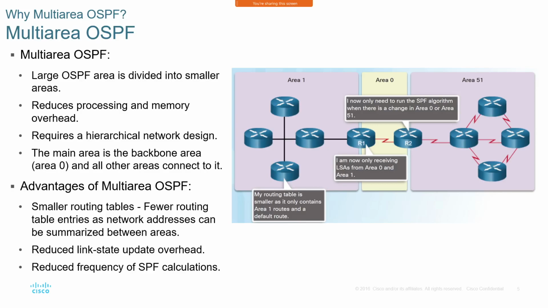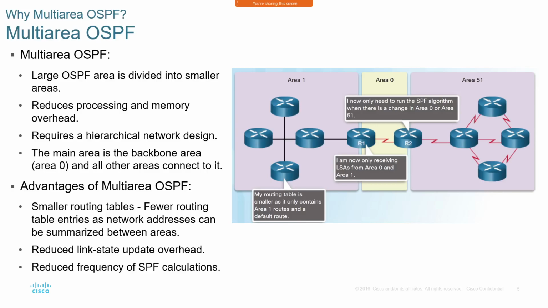Now, in multi-area OSPF, a large OSPF area is divided into smaller areas. Instead of the usual single area design where all the routers share the same information and build the same link state database, multi-area will separate these messages that the routers exchange. It will separate the link state database into boundaries, and these boundaries are the areas.